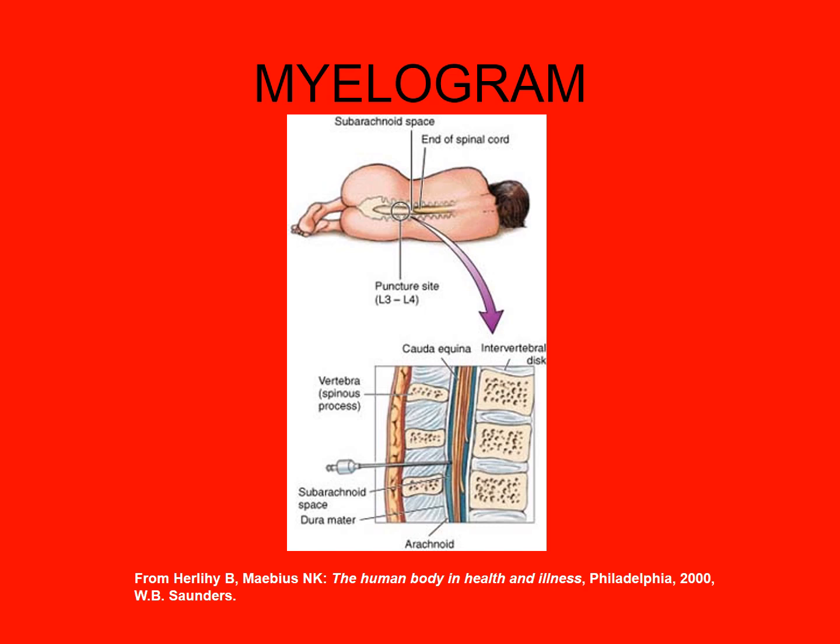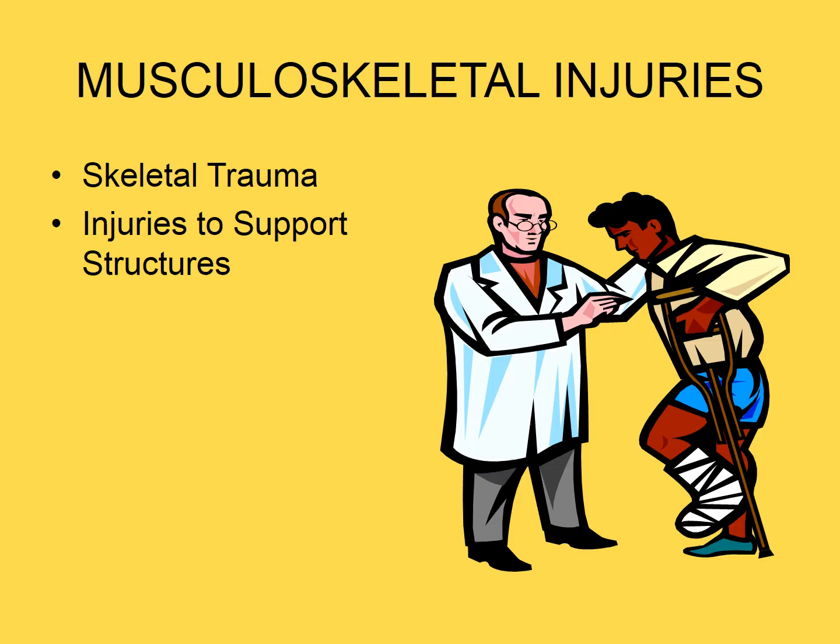Next slide. So now we're going to talk about the different types of musculoskeletal injury. So yeah, the skeletal trauma and then injuries to the support structure. Next slide.